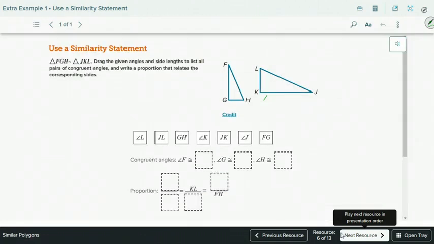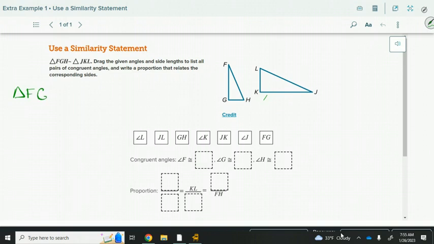Okay, so here are the triangles. It says triangle FGH is similar to triangle JKL. So I want you to list the angles that are equal. There will be 3 angles that are equal. And then I want you to list the 3 fractions of the sides that match up in proportion. So we'll try that out and then we'll check them together.